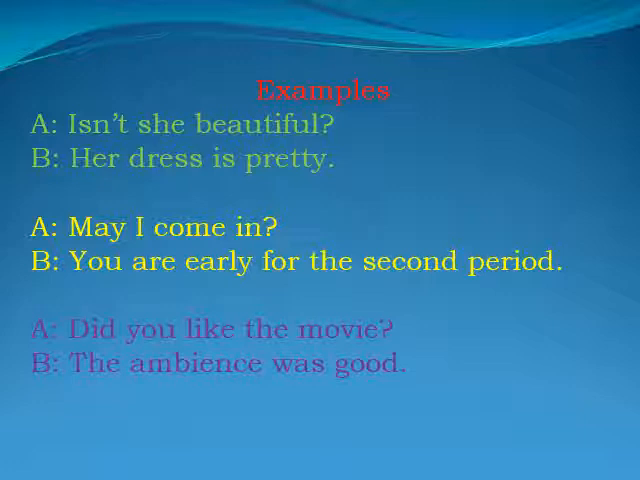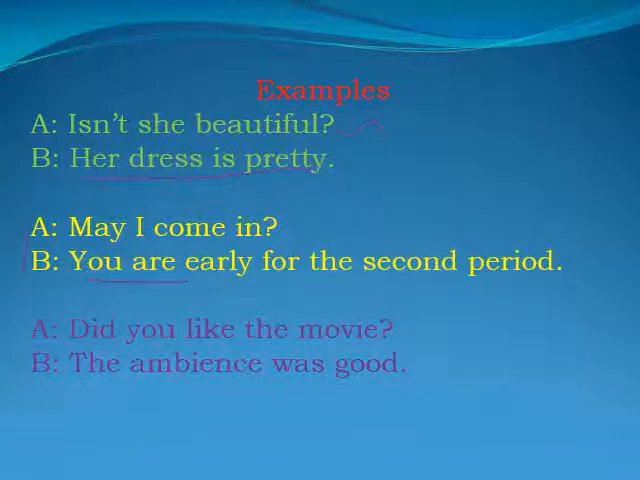First, in this conversation, A is asking, isn't she beautiful? Reply: her dress is pretty. This clearly shows that instead of saying that she is beautiful, B's opinion is that she is not beautiful. That's why she says her dress is pretty. Next one, A is asking, may I come in? It can be the situation between a teacher and a student. May I come in? You're early for the second period.